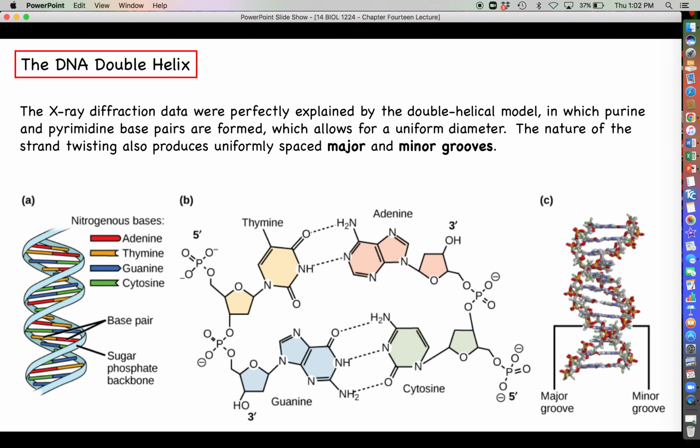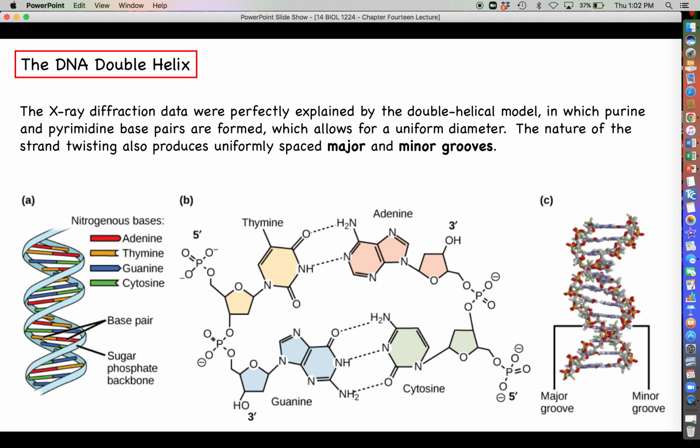Okay, so we can actually look at the structure of a double helix of DNA and come to the conclusion that the X-ray diffraction data are perfectly in line with what we see here. We can see that the base pairing, as we said before, is always between a pyrimidine and a purine. So you can come to appreciate that the purines are a little bit wider in terms of their structure because they have two rings, and the pyrimidines are a little bit more narrow.